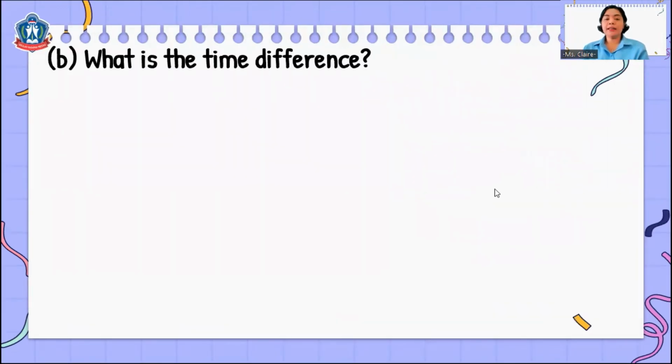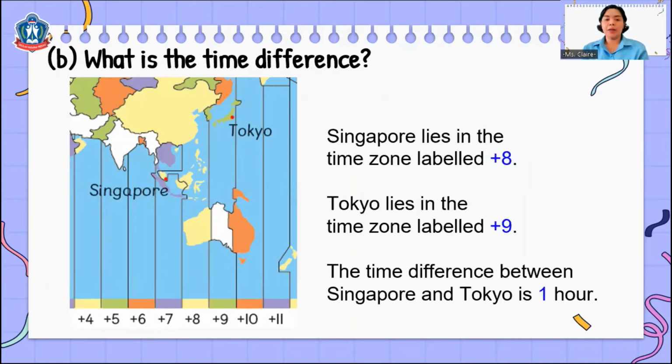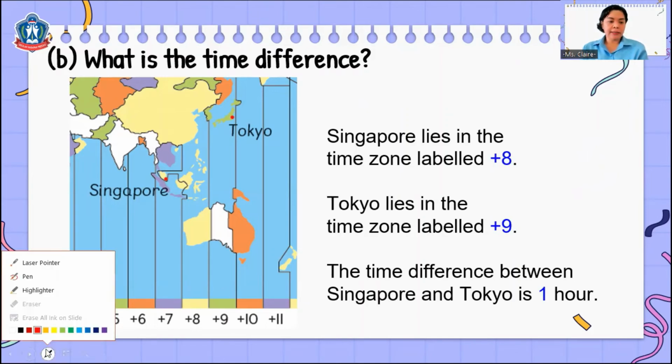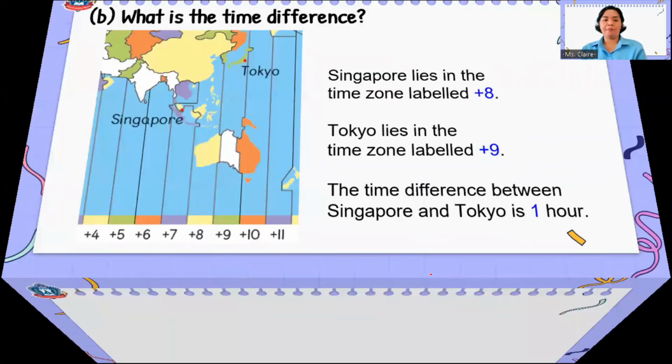Let's continue. What is time difference? Take a look here. We have Singapore and Tokyo. Singapore lies in a time zone labeled +8. Take a look, children, this is not +7. Singapore is here because we have this one. So this is +8. Tokyo is +9 here. So the time difference between Singapore and Tokyo is only 1 hour. It means Tokyo is ahead by 1 hour than Singapore, and Singapore is behind by 1 hour.